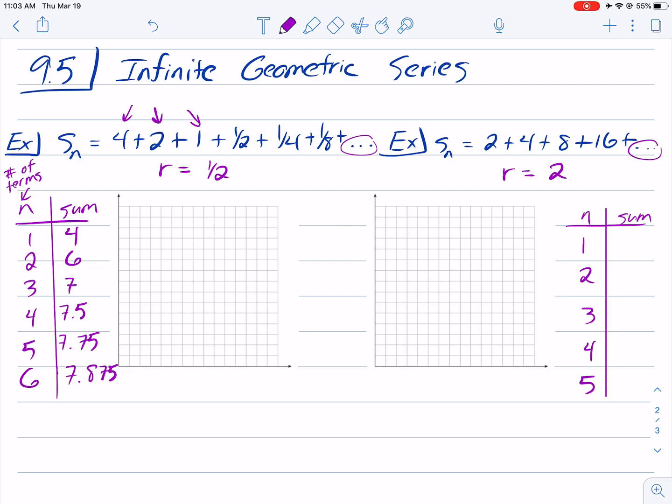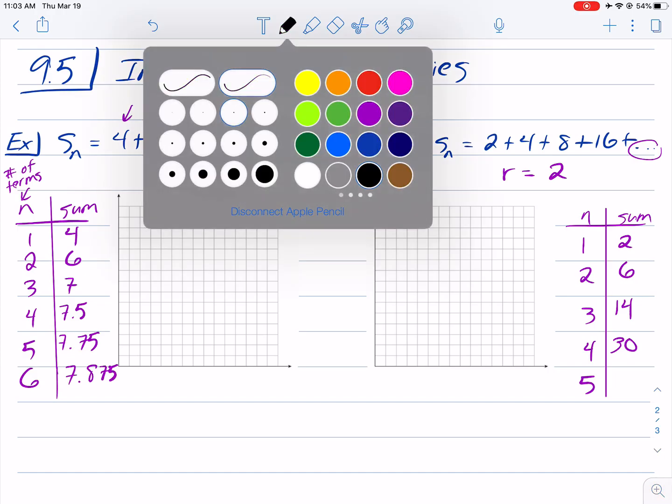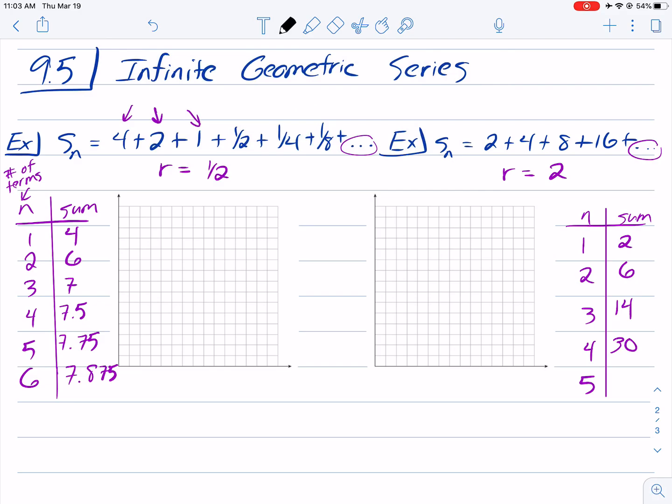Okay, over here, one term would be a sum of 2. Two terms would be a sum of 6. 3 would be a sum of 14, 30. And we're just going to stop right there because we'll be off our graph after 14 anyways. Okay, so let's go ahead and sketch the shape of this graph and see what we notice.